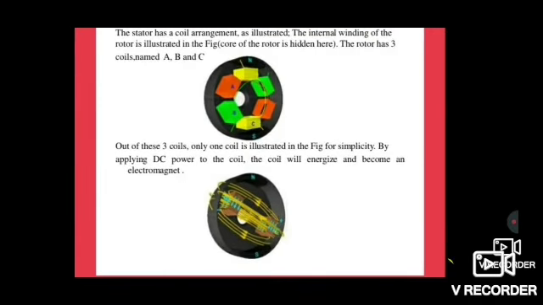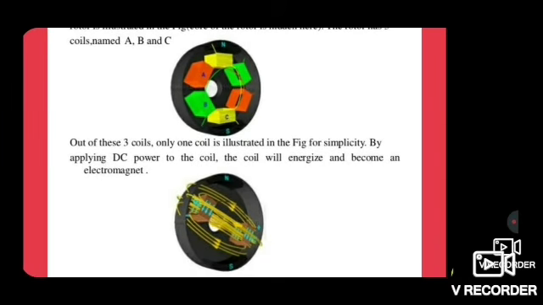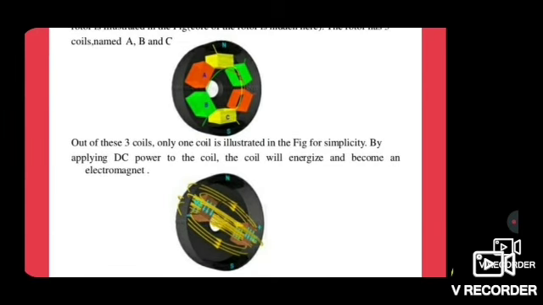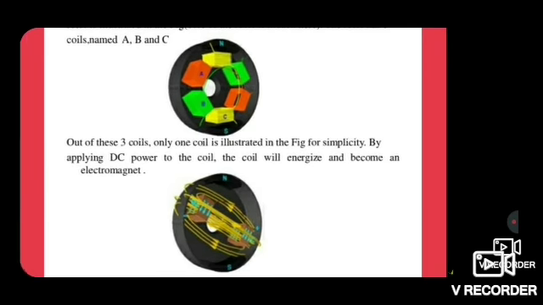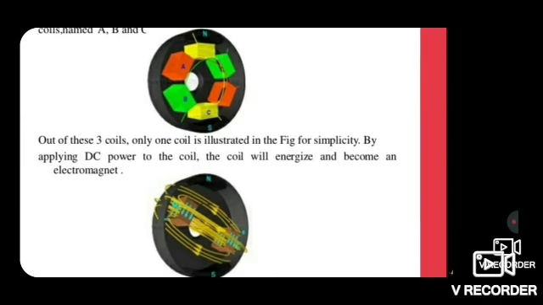The stator has 3 coils named A, B, C. See the diagram. There will be red, green and yellow. Red is A coil, green is B coil and yellow is C coil. Out of these 3 coils, only one coil is illustrated in the figure for simplicity. See the diagram in which only one coil is shown. Applying DC power to the coil will energize it and make it an electromagnet.